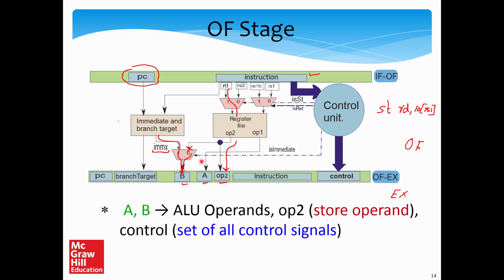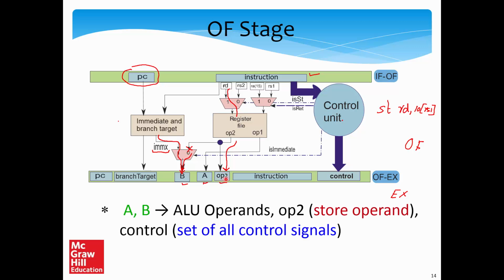And also in the case of a store, the is immediate flag is actually true. Since the is immediate flag is true, we will choose the immediate as the output of this multiplexer, the extended immediate, and that will be stored in field B. So now the question that can arise is, why do we store OP2 and B separately? Well, the answer is because for a store, OP2 will not be chosen by this multiplexer, but we still need the value of OP2. So since we need the value of OP2, we better store it separately for the store instruction. For others, this problem does not arise.